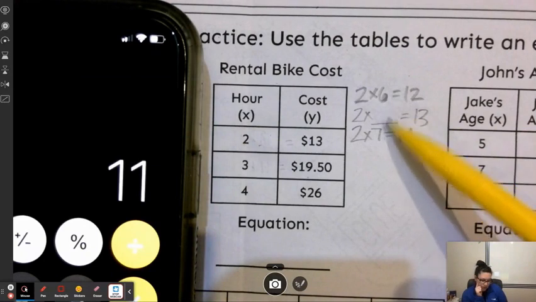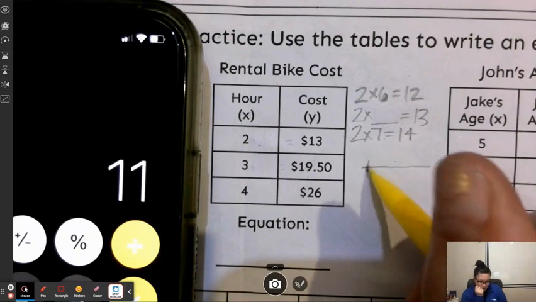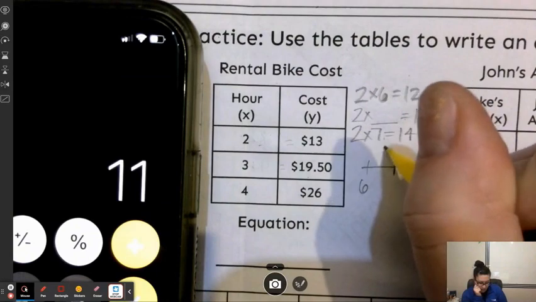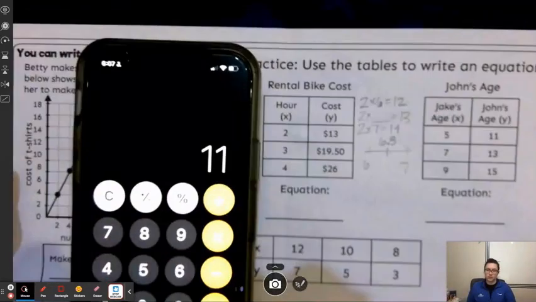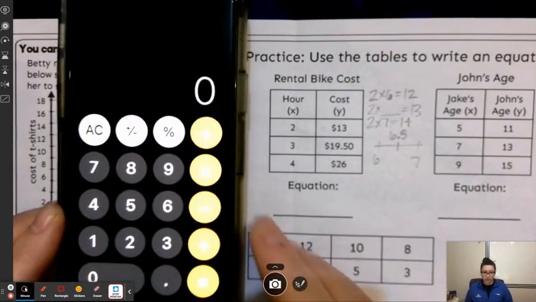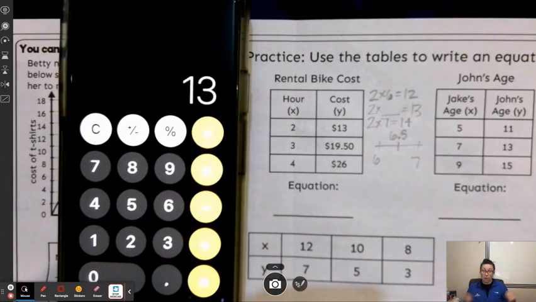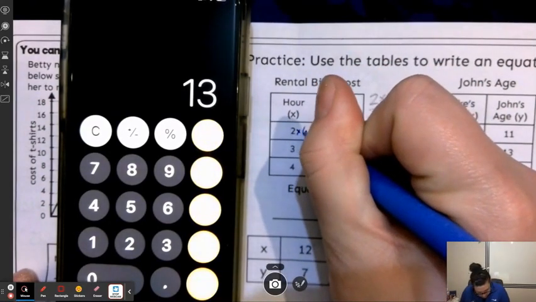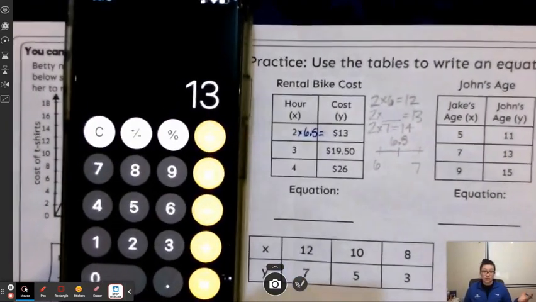What number is in the middle of 6 and 7? If here's 6 on my number line, here's 7, what's right in the middle there? 6.5. Well, let's see if that works. If I do 2 times 6.5, well, that equals 13. 2 times 6.5 equals 13. Let's see if this is true for the rest of the problems.